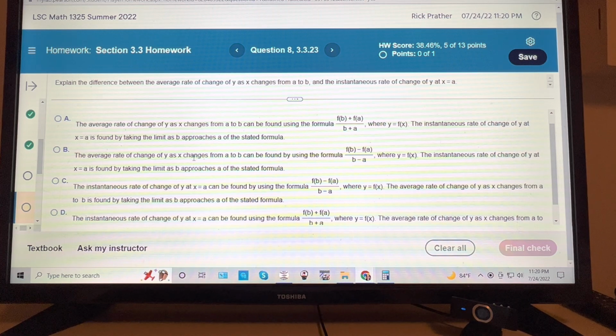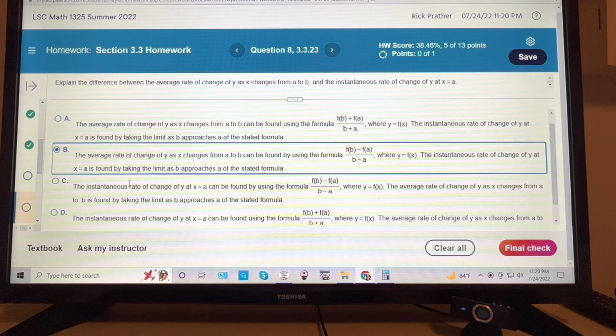Okay, so average rate of change, the instantaneous rate of change. Yeah, see, it's definitely B, because for instantaneous rate of change, you don't use the slope formula on its own. You need to do the limit of it. So the average rate of change is where you're basically using the algebra slope formula in a slightly different looking format. And then the instantaneous rate of change is when you do that, but take the limit as b approaches a. So that's B.